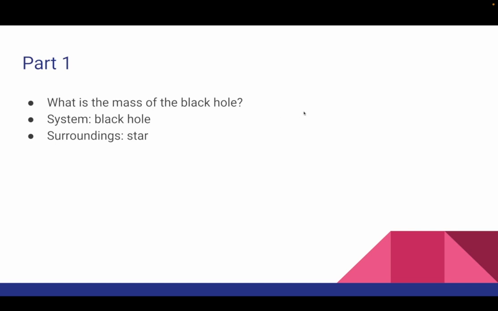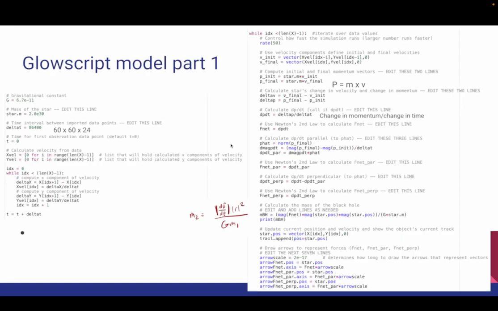So for part 1, we're going to find the mass of the black hole. The system is the black hole and the surroundings is the star. So first I put in the initial conditions. I have the mass of the star, the gravitational constant, and the number of seconds in a day. And then to find momentum, we do mass times velocity. And we calculate change in momentum divided by change in time. And we use that to find F net. And then we find the mass of the black hole using the rearranged gravity equation.